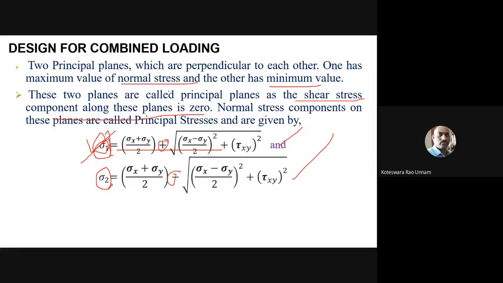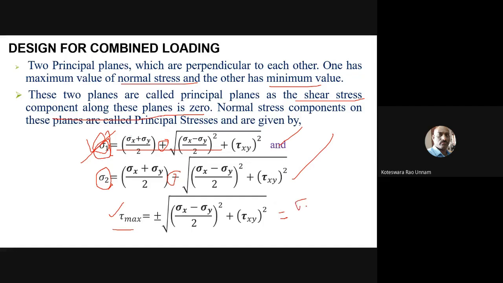Similarly, in some instances we want to compute the maximum shear stress instead of sigma 1 and the maximum normal stress. Suppose shear stress is my design criterion; in that case I need to find the maximum shear stress in the component. So this is the formula for the maximum shear stress value. From these two relations, you can write tau max as sigma 1 minus sigma 2 divided by 2 also.